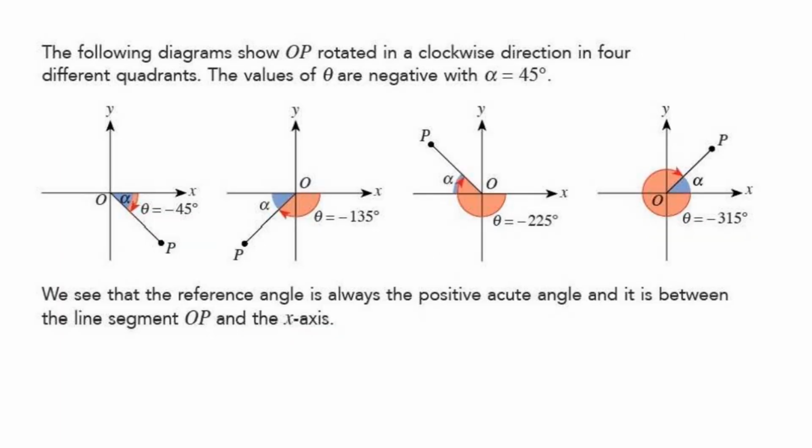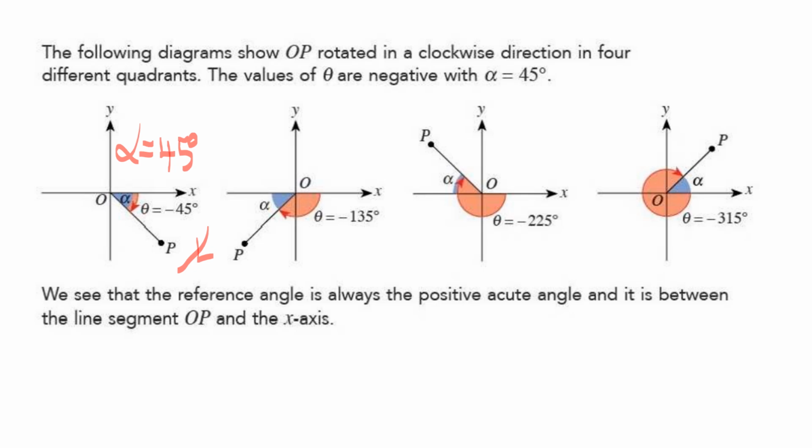Let's look at what happens if your point P travels in the clockwise direction. In this case, we're dealing with negative angles. If you look at the first diagram, your theta is negative 45 degrees. You traveled in a clockwise direction. However, your alpha is 45. Your alpha remains at 45 because your alpha is an acute angle. It's a positive acute angle. Remember that. And it's an angle that makes with the x-axis.